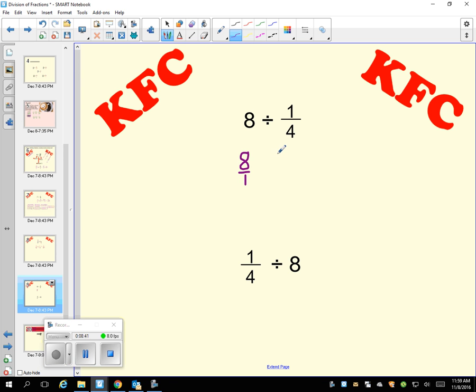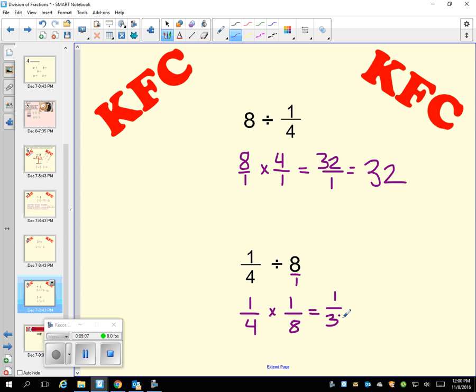Keep, flip, change, and then solve. 1/4 divided by 8. I keep. This is written as 8 over 1, so I flip and change. 32 wholes is a lot different than 1 over 32.